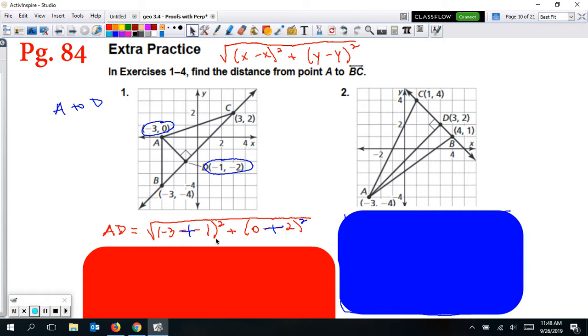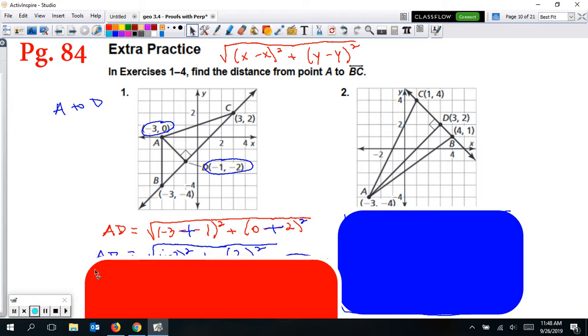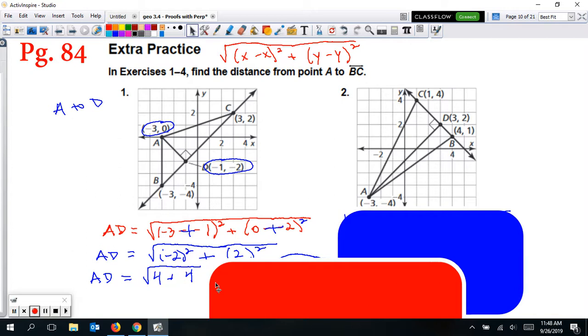And so now we just keep on going. We're trying to find AD. And so we simplify inside here, take 1 away. It's going to be -2 here and +2 in that one. So -2 squared and +2 squared. So -2 squared here is going to give us 4. This is also going to give us 4. We're going to see 4 plus 4. So as we do that, 4 plus 4 in there is 8. So we're getting the square root of 8.